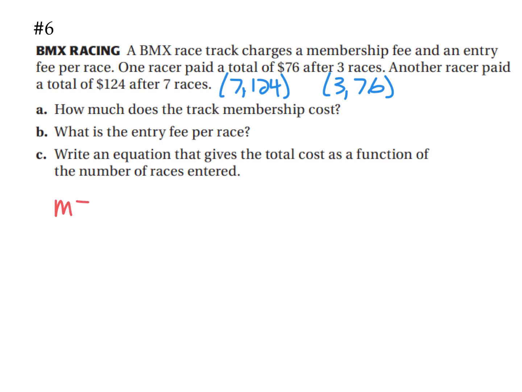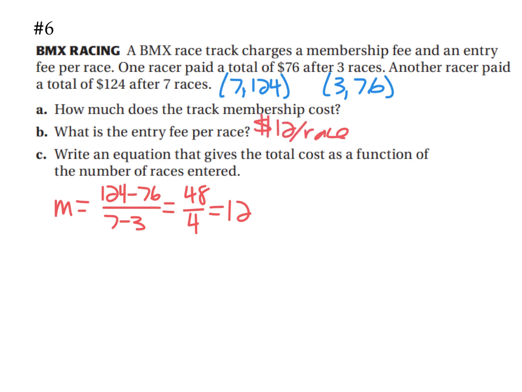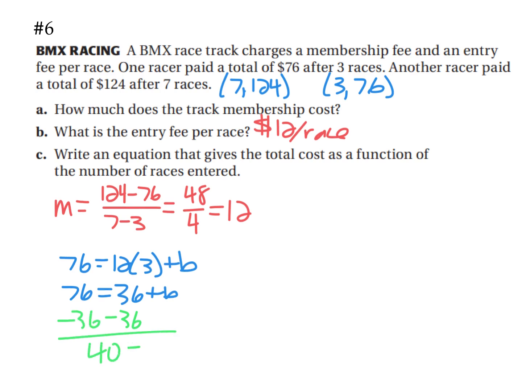So our slope, our rate of change, is 124 minus 76 over 7 minus 3. Y minus y over x minus x, that's 48 over 4, which is 12. So the entry fee per race, $12 per race. Okay. Now we want to use one of the points and that rate of change to find the starting amount. So I'm going to use 76 equals 12 times 3 plus b. Y equals mx plus b. It doesn't matter which point we picked. I've used 3 comma 76, but it doesn't really matter. So I have 76 equals 36 plus b. And now when I subtract 36 on both sides, I get 40 equals b.